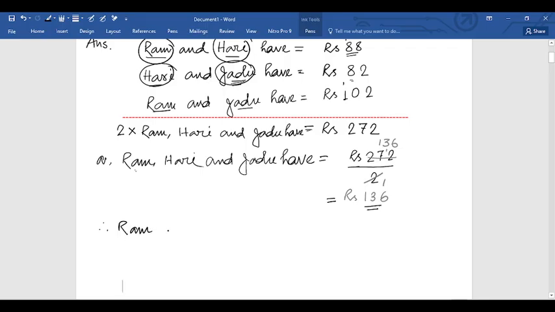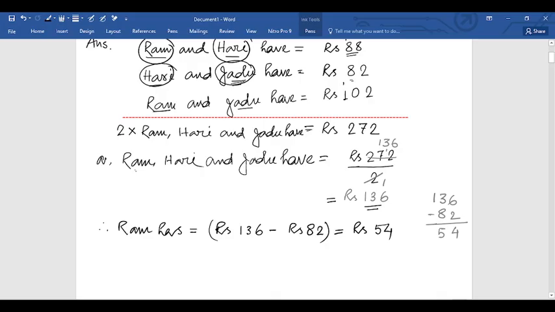That means Ram has is equal to their total money, which is rupees 136 minus what Hari and Jadu have, that is rupees 82, is equal to how much it is, that is 136 minus 82. This is 4, this is 5. That means rupees 54 Ram has.